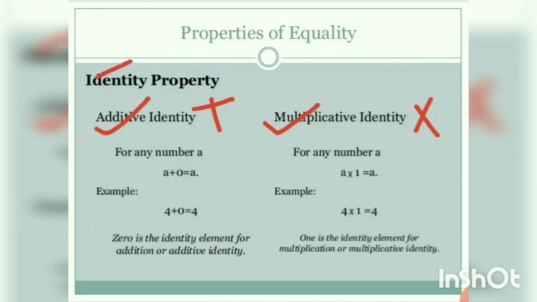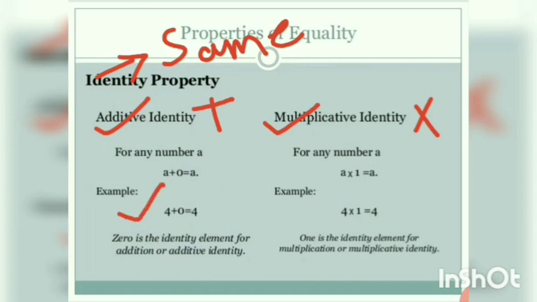Now, what does identity mean? Identity means same. It means we want the same number. Same number means the given number. We want the result same as the given number. So let us see it with the help of example.